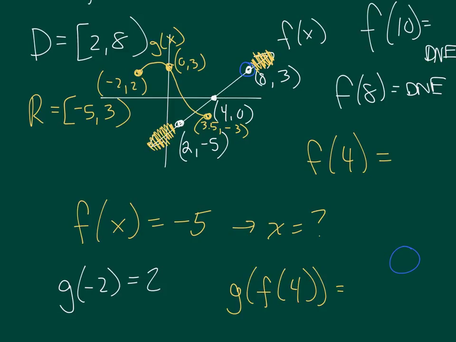What do you get, Sarah? 3. But step me through one at a time. F of 4 first is? 0. So we start by finding this little piece right here, f of 4. And here's f's function. Here's x equals 4. The y value when x is 4 is 0. And we got that earlier. F of 4 was 0.